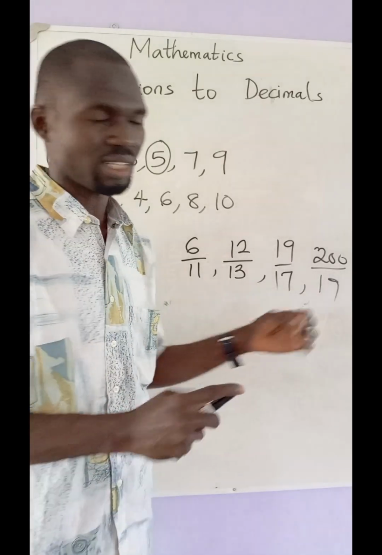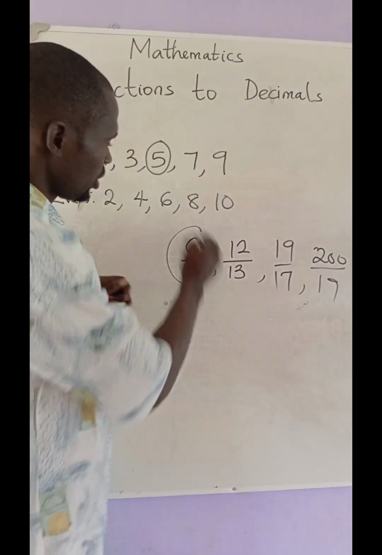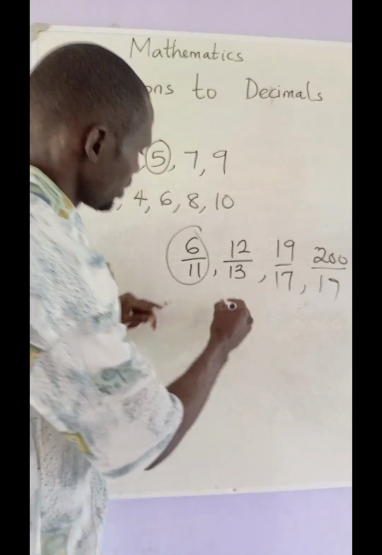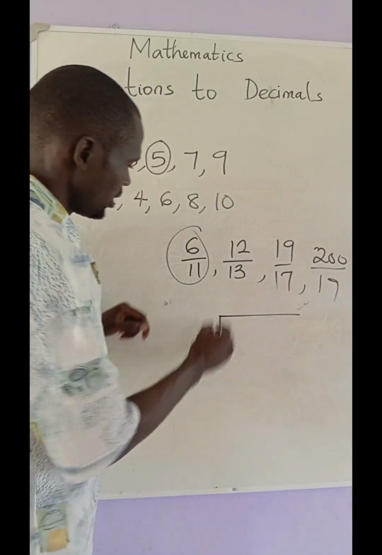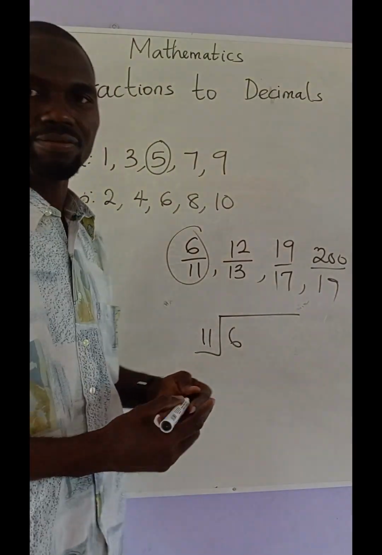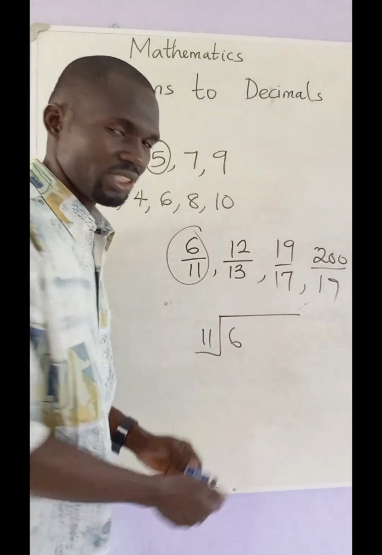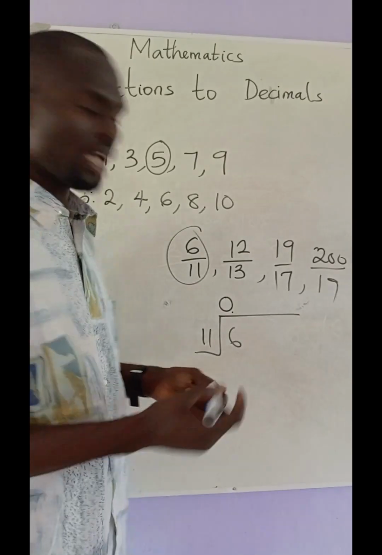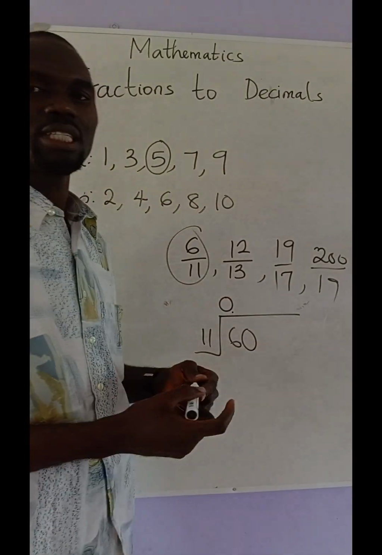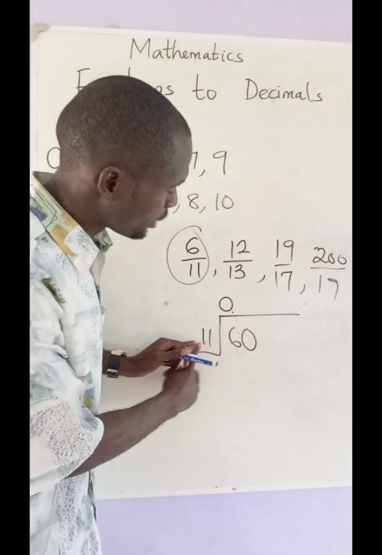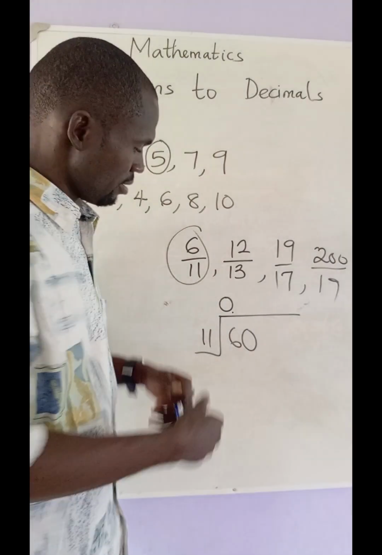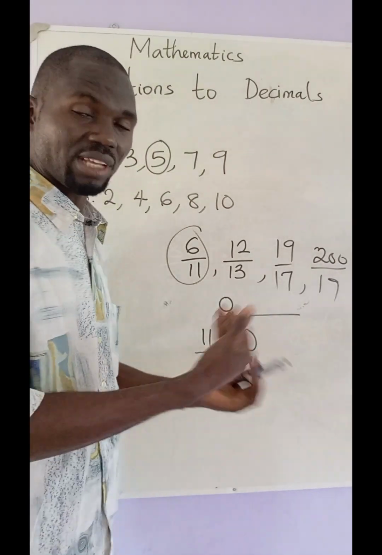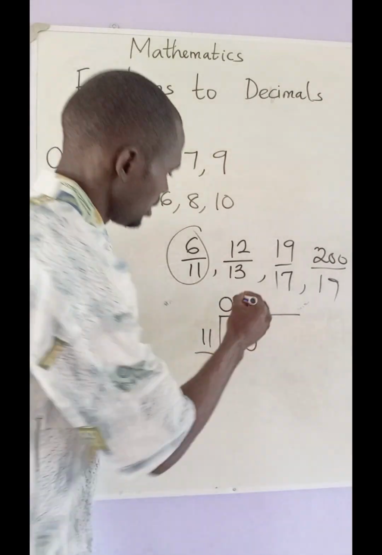I will give you one example. Let's solve this using the long division method. We have something like this, isn't it? 11 and 6. Can 11 go in 6? Impossible. Put 0 point here. Add 0 to this. How many 11 would you get in 60? Maybe 5. Because we say 5 times 11 will give us what? 55. Let's have 5 here.